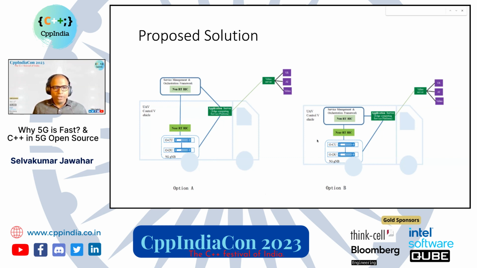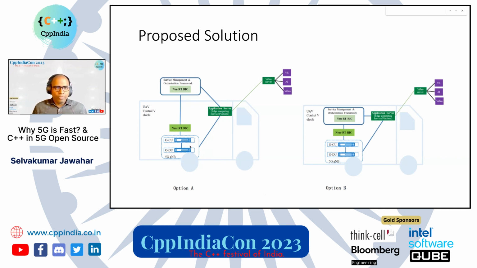There are two ways of doing it. One is where everything, even the core, is in a single location. The other way is where the core is in some other data center and only the ORAN components are in this location, basically a GNB.